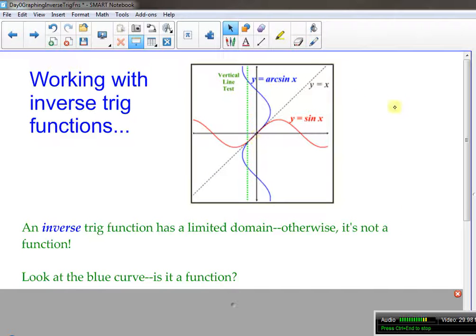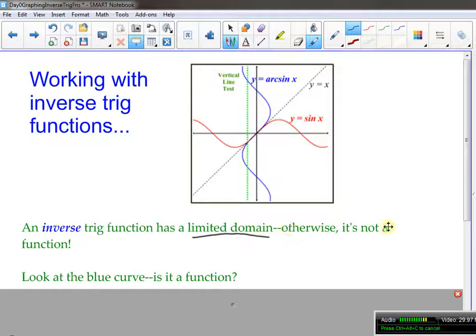So the blue curve, it's an arc sine. It's the equation arc sine of x, but it's definitely not a function. There is software that can plot equations, but your calculator can't. Your calculator is going to do functions, at least in press-to-test mode. Okay, so an inverse trig function has what we'll call a limited domain or restricted domain.